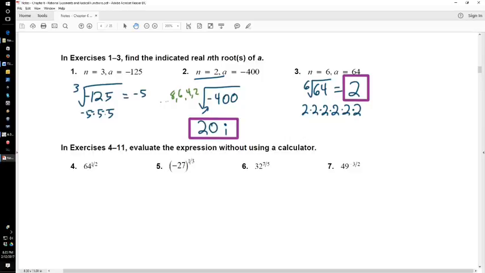Remember, a root asks the question, what times itself that many times is this number on the inside? Okay?